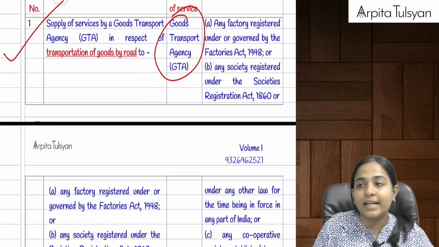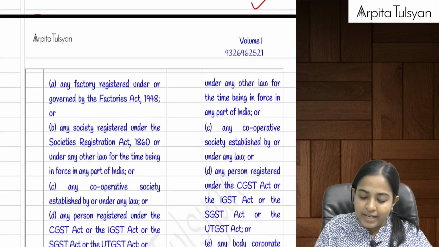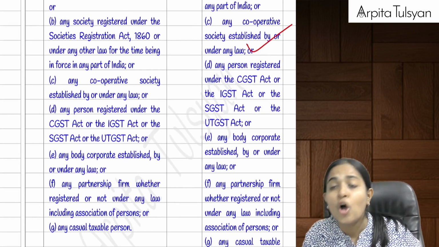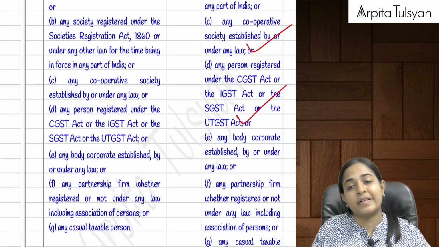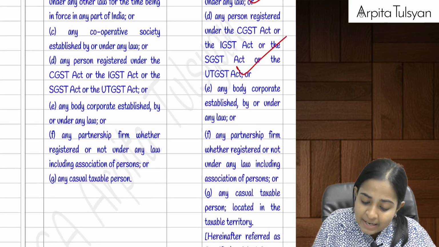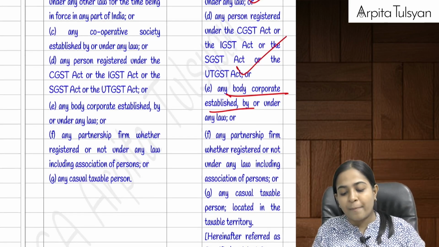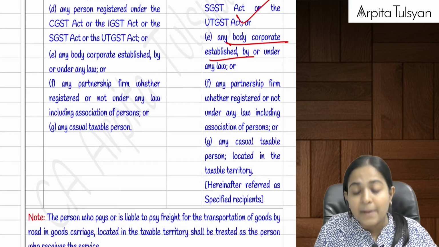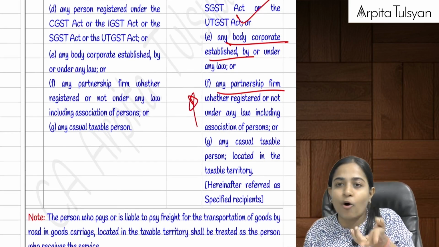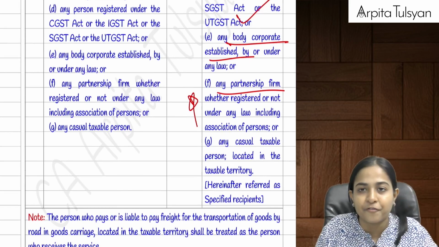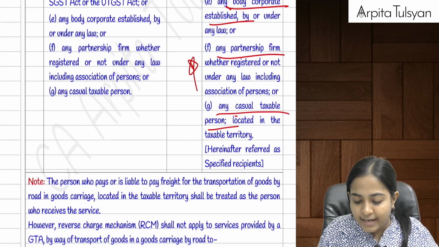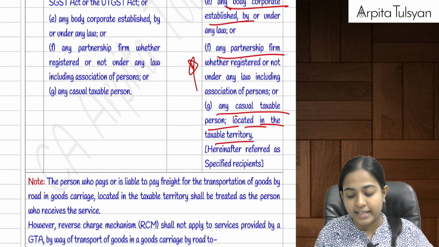Services have been provided to a registered factory, or to any society registered under these laws, or any cooperative society registered under this law, or any person registered under CGST, SGST, UTGST or the IGST law, or any body corporate which is established, or any partnership firm. This point is important: any partnership firm, whether it is registered or not, because it is not mandatory for a partnership firm to get registered. Or any casual taxable person located in the taxable territory.